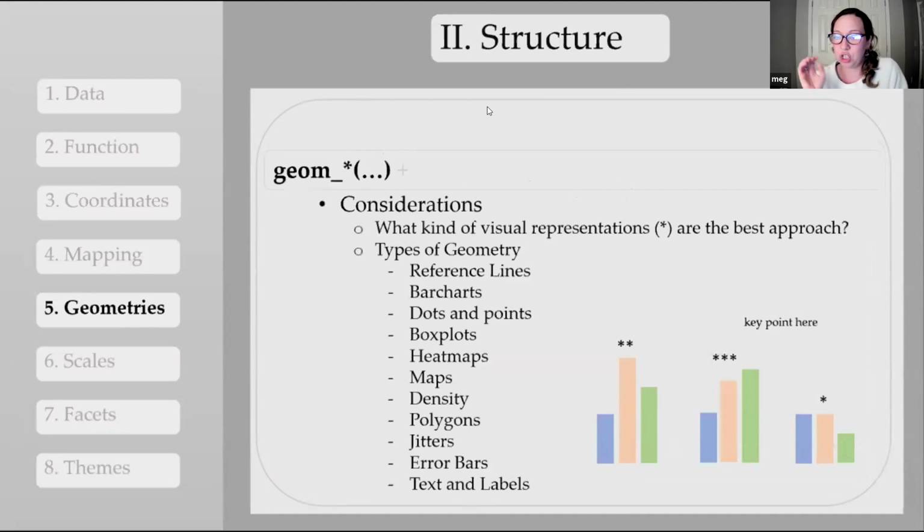So when you're working with the geometry component of ggplot, you want to, again, think about what kind of visualization is the best approach. And like I said, this has been covered by really great lectures. So I'm going to leave that there and just say that you have so much at your disposal with ggplot. Largely, they can be grouped as reference lines, bar charts, dots and points, box plots, heat maps, maps, density, polygons. You can add jitter, you can add error bars, and then you can even map to texts and labels.